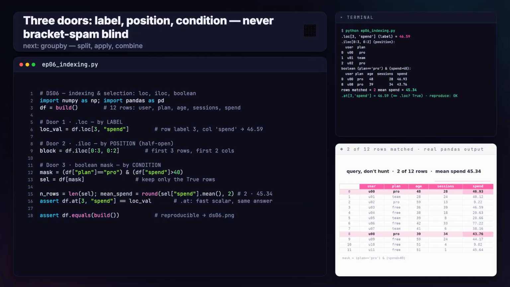3 doors: labels, positions, conditions. Name it, count it, or query it, and never bracket spam blind again. Next episode, we stop selecting rows and start folding them. df.groupby: split the table, apply a function, combine the answers.